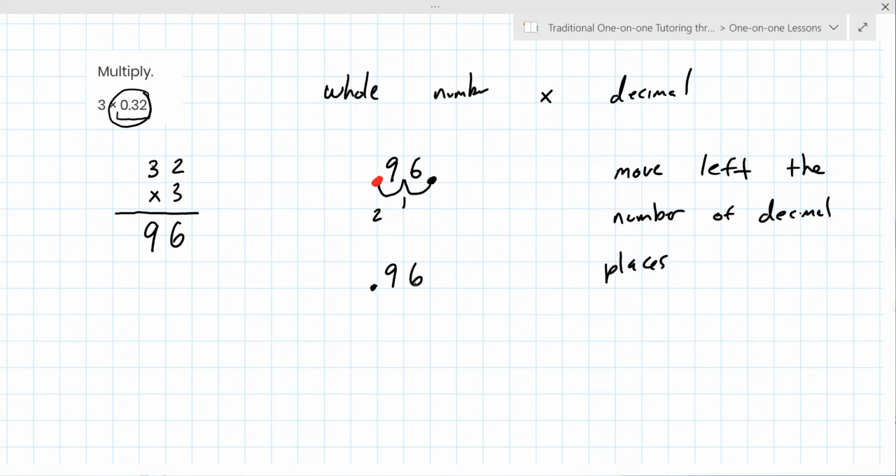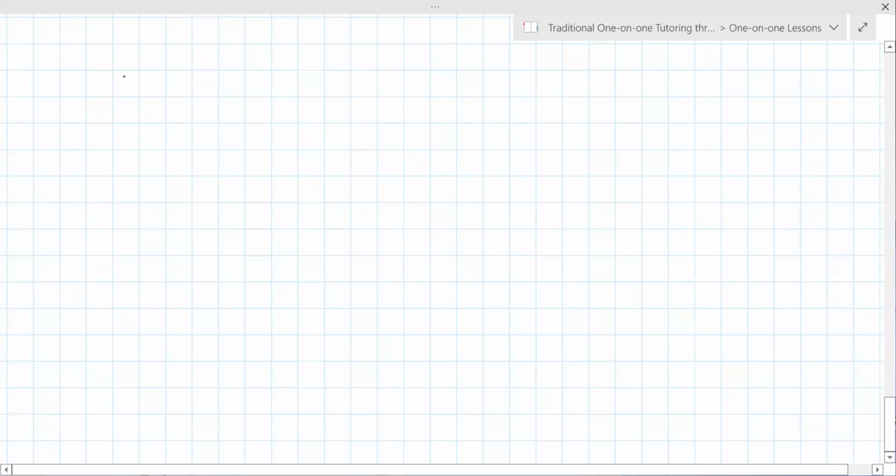Let's try another one. Do you have these notes down? Yeah. Okay. Let's say it's 5 times 0.43. So what you do is you're going to take the numbers without the decimals and you're going to multiply them.